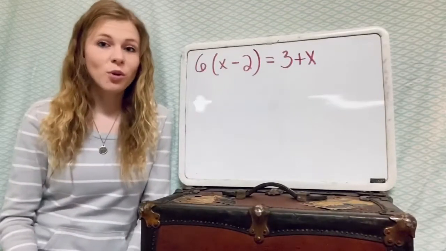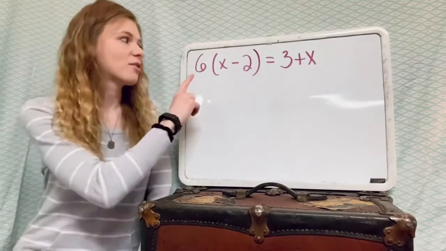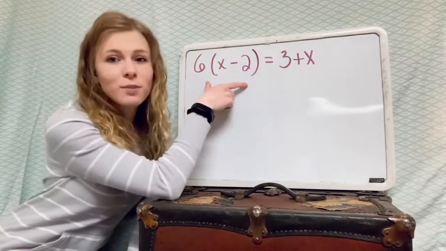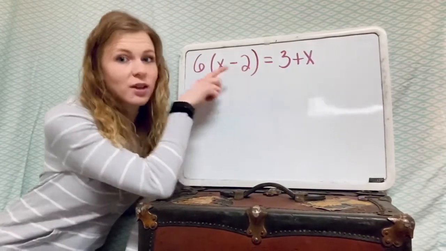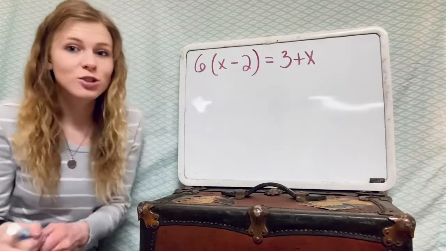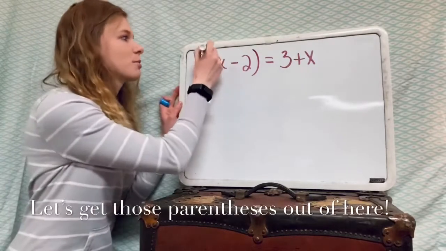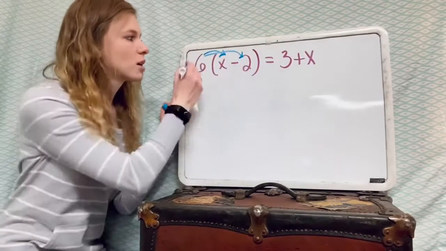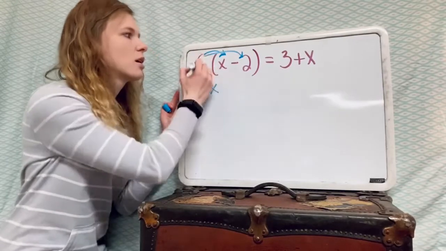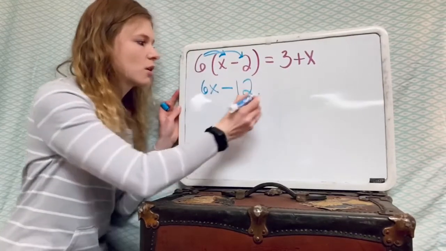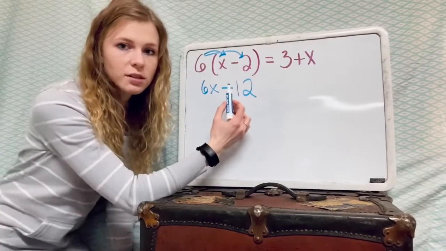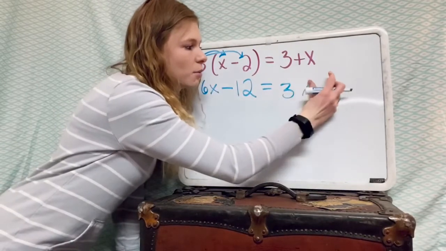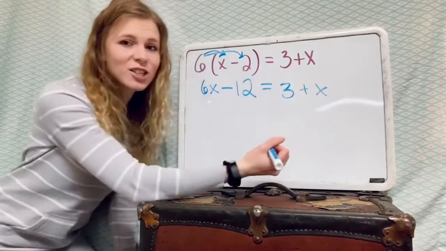For my second example, we're going to have an extra step. Notice I have 6 times the quantity x minus 2 equals 3 plus x. This part right here means that I'm going to have to use the distributive property. So that's the first thing I'm going to do, is use the distributive property and then continue to simplify. I'm going to distribute the 6 to the x, and I'm going to distribute the 6 to the 2. 6 times x is 6x. 6 times 2 is 12. I brought down the minus sign because I had a minus 2. Then I'm going to have 3 plus x because I haven't touched that side yet.